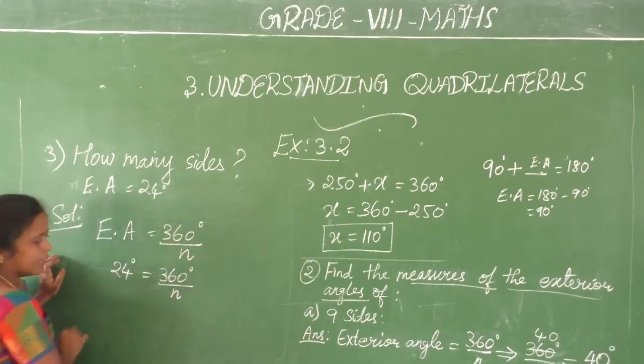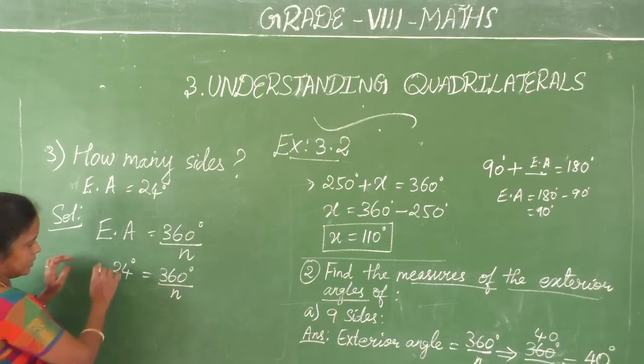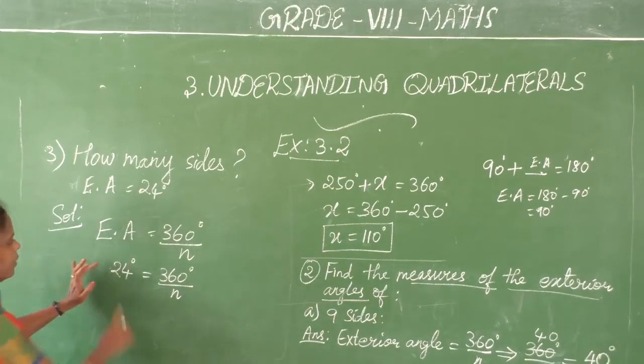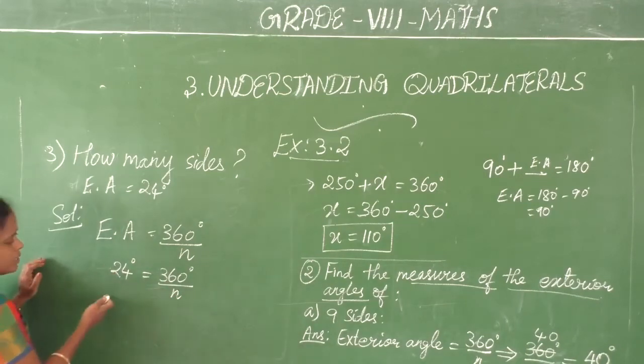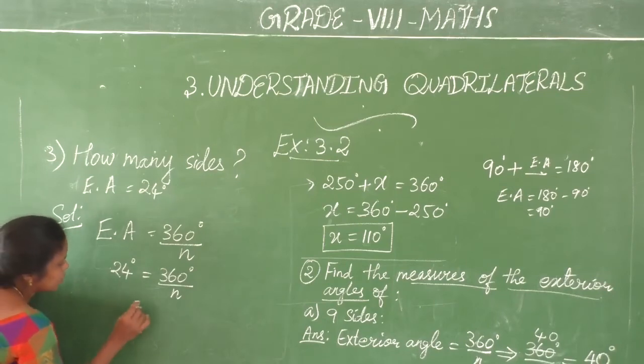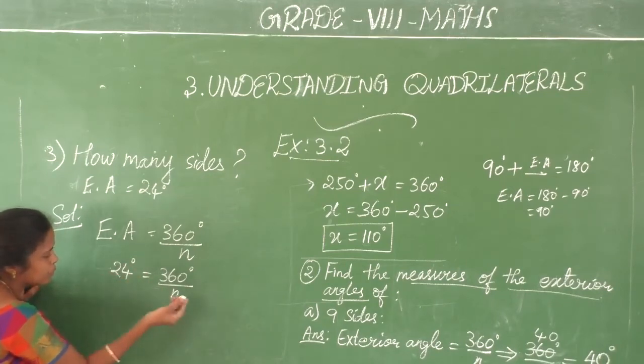That is missing. So for finding n, see, just now we made one equation. So here we want n. N we want to find, which means this will automatically become the reciprocal. We have to shift that side. So that means n comes here, 24 goes there.